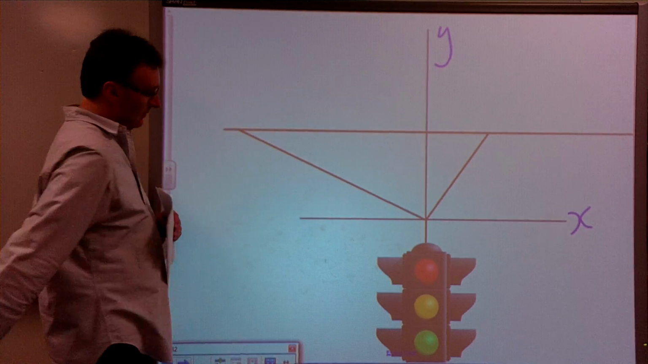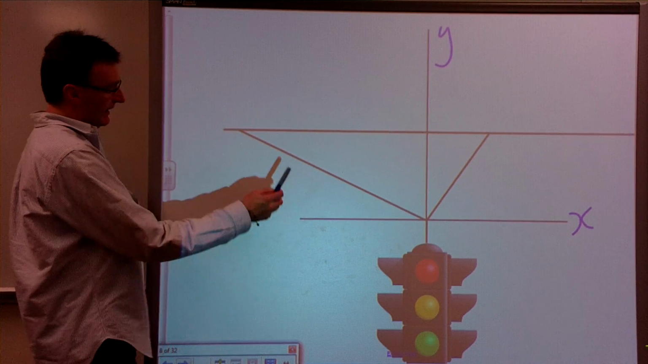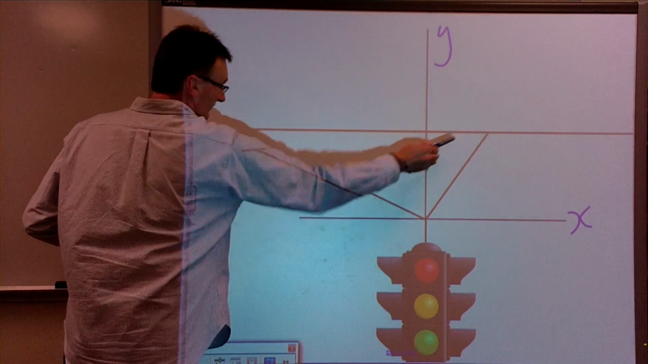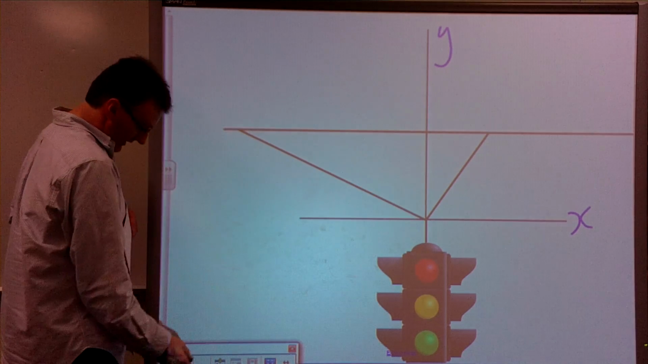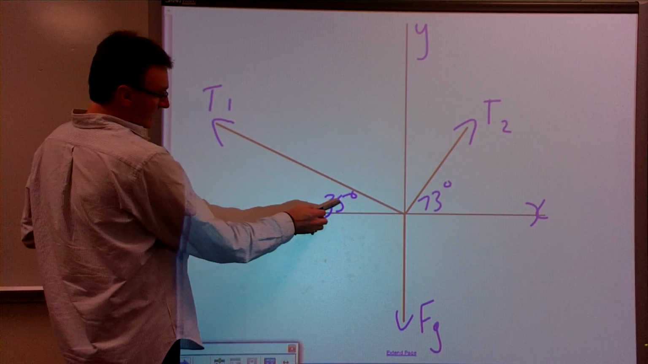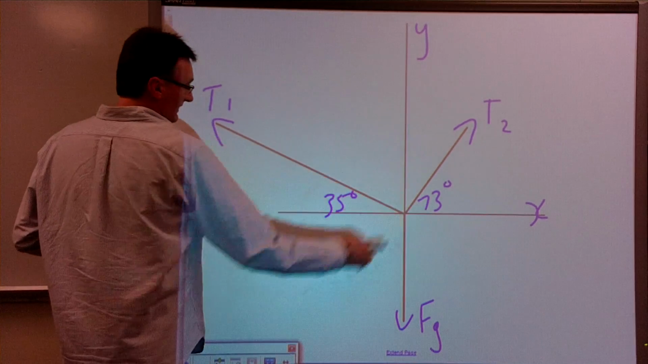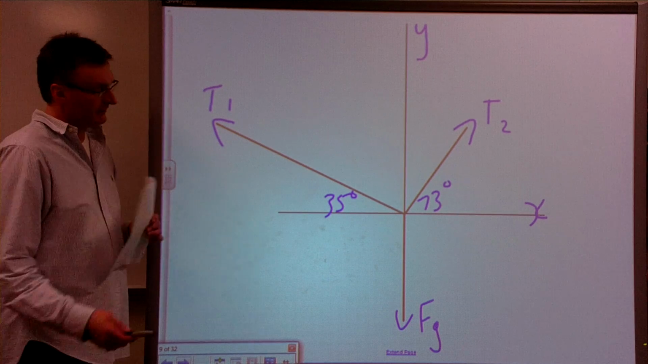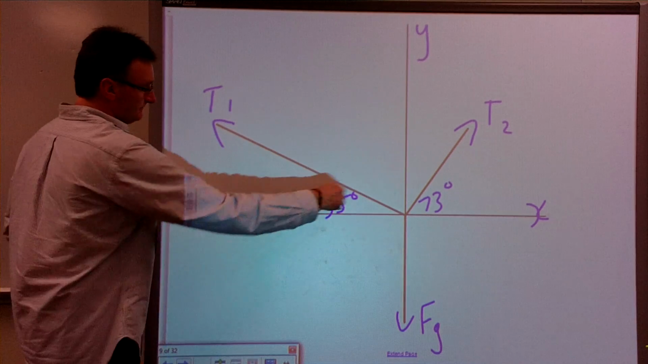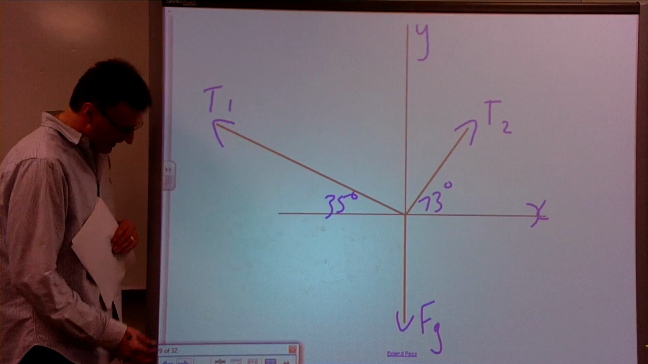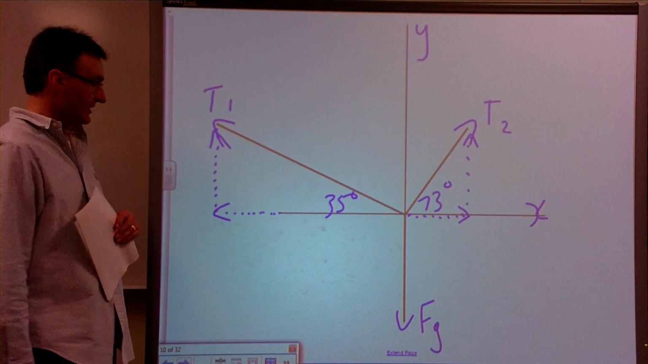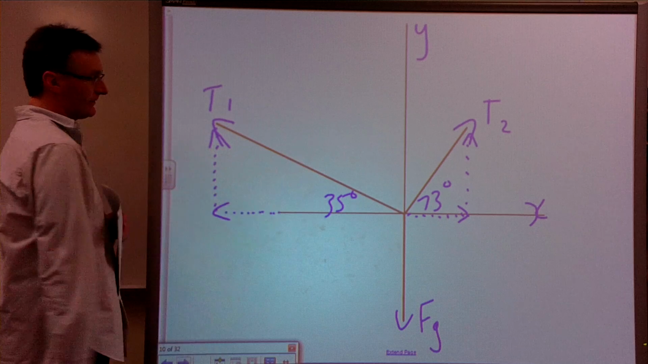So we'll set up our x and y axes like so. And if you recall, this angle was 35 degrees and this one was 73. So when we redraw the diagram, then using geometry, this angle then is 35 and that one is 73. So that's just a little bit of geometry from way back. So here we have T1, there we have T2. And there's our angles. Now what we need to do with these is set up the components both in the x and the y direction for both of them.